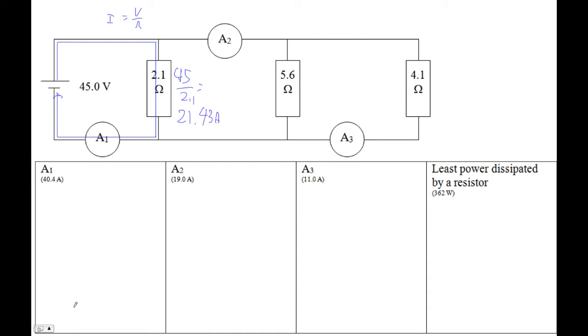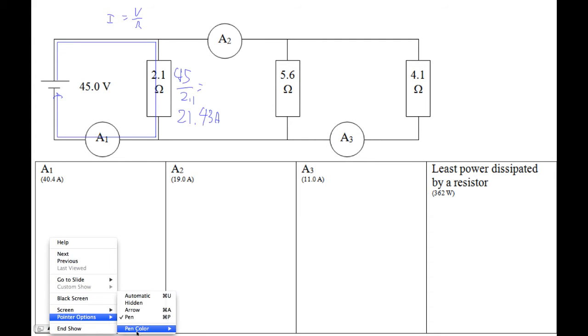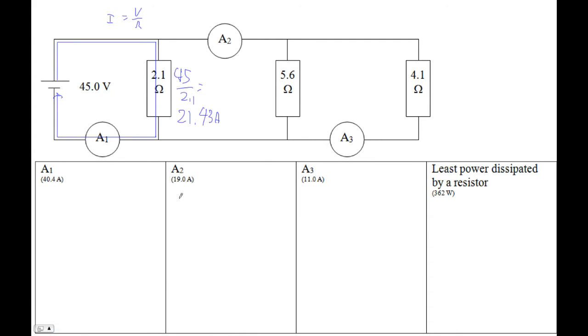All right. Now, the next current goes here. Okay. And that current, this is a 5.6 connected to 45 volts, right? So that current is 45 divided by 5.6, which is 8.036.